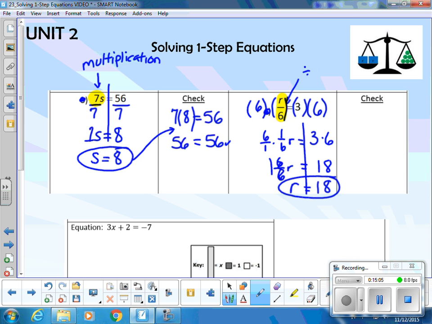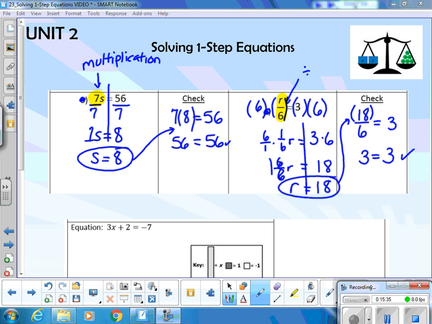Let's plug that in and see if that works. So again, just rewrite your equation. r divided by 6 equals 3. And instead of r, I'm going to plug my answer back in. So I said r equals 18. 18 divided by 6, well, that equals 3. And the answer I was looking for is 3, so I know that's correct. All right, let's keep moving down.